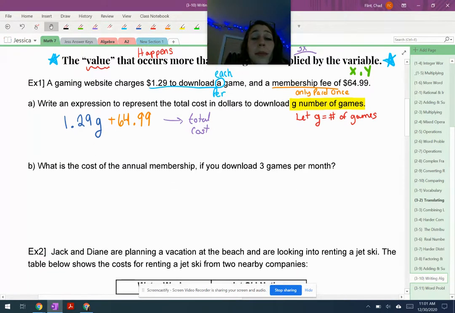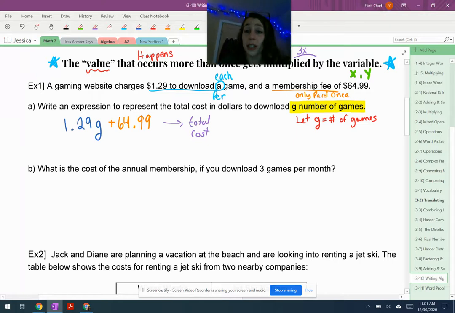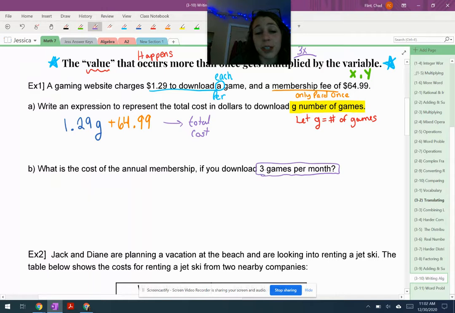So now part B, and this is how these problems are going to go. You're going to write an expression in part A, and then part B is going to ask you to use that expression to do something with it. So what is the cost of the annual membership? So just assuming that it lasts a year. If you download 3 games per month, that is kind of tricky there. So we need to know a couple of vocab things. We need to know that annual means 1 year.